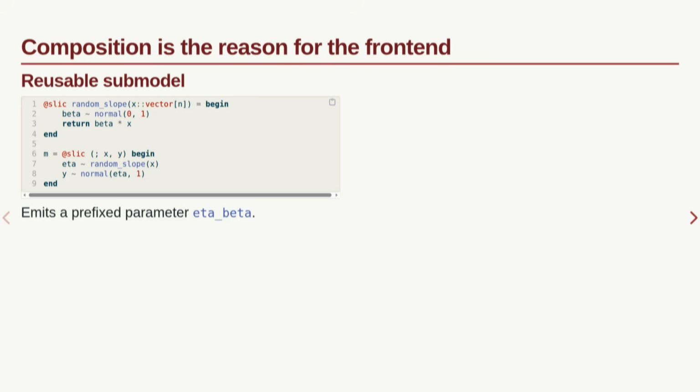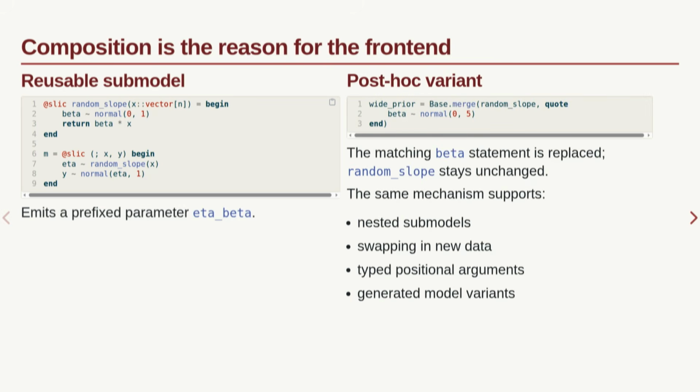Yeah, and it basically does this by prefixing things, right? So actually, I'm guessing we're not seeing it, but in the generated Stan code, the beta that shows up in the first model will then simply be called eta_beta, right? And then you can just continue from there. And then it's basically just inlining all of these things.